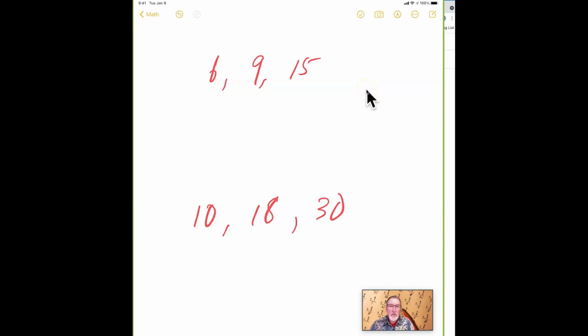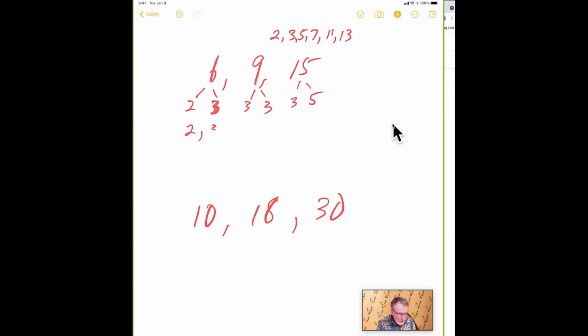All right, so for these we're going to use prime factorization. So prime numbers again, the lowest ones, 2, 3, 5, 7, 11, and 13, and probably you will use just the first 5 mostly. So let's break those down using a factor tree. 6 can be broken down into 2 and 3. 9 can be broken down into 3 and 3, 15 into 3 and 5. And for this, it sometimes helps to write the numbers. We've got 2 and 3, 3 squared, and 3 and 5.